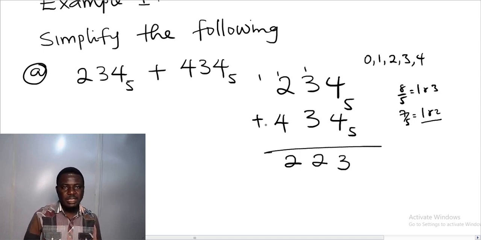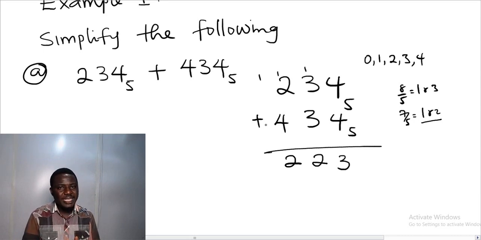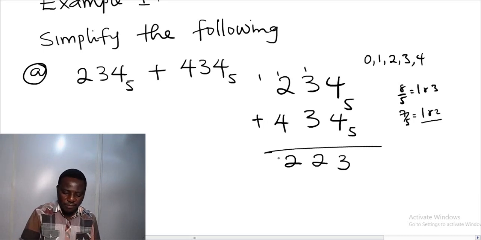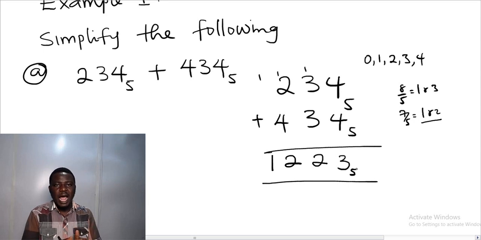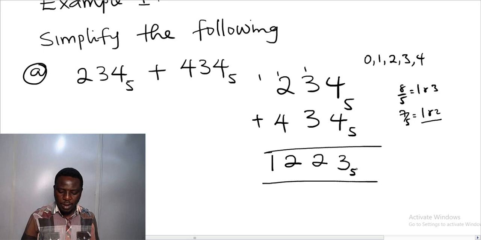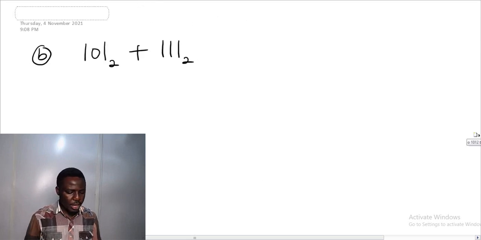1 plus 0 is 1. But 1 is a digit in base 5. Then I'll have it as this. So this becomes 1, 2, 2, 3 base 5. So this is how to add in number-based systems. Let's take another example.